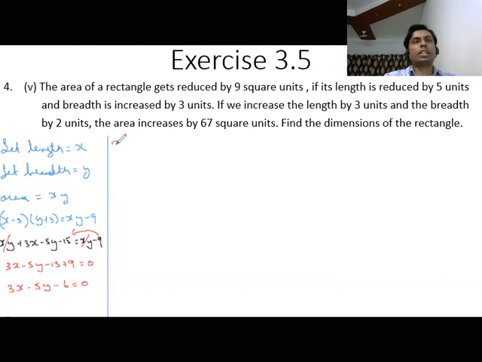So from this equation, I got A1. A1 is 3. B1 is minus 5. C1 is minus 6. This is the information I got from the first equation.